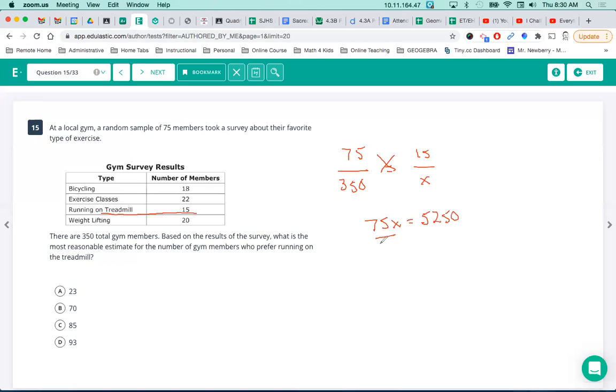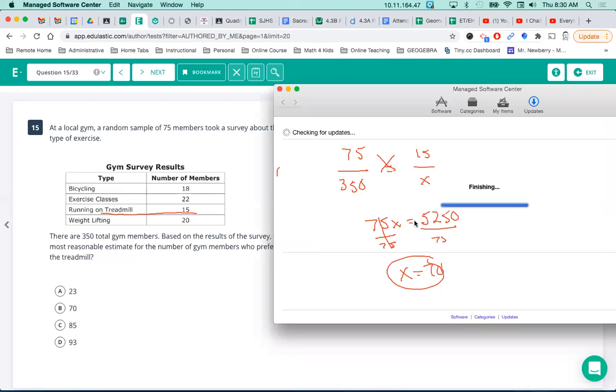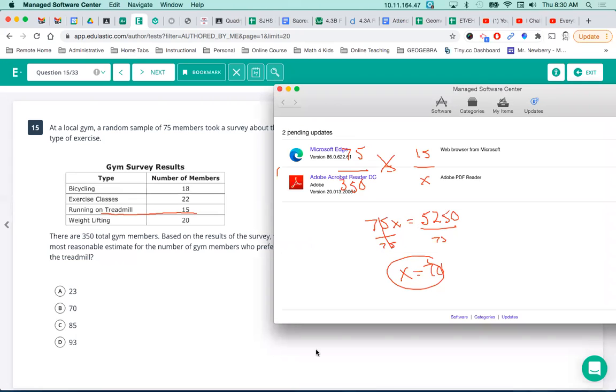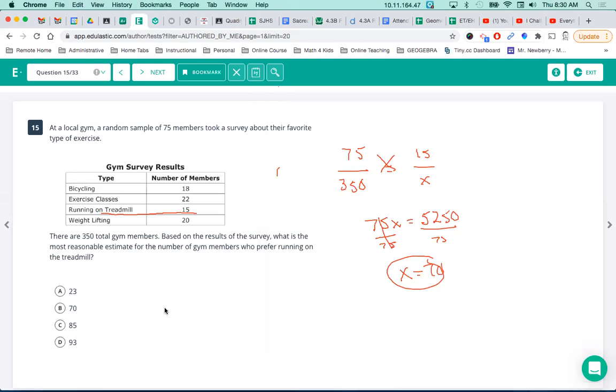And to solve for x, I divide both sides by 75. This left side crosses out. And 5,250 divided by 75 is 70. So there'd be about 70 if we looked at the entire group. Go back. So that would be our B answer right down there.